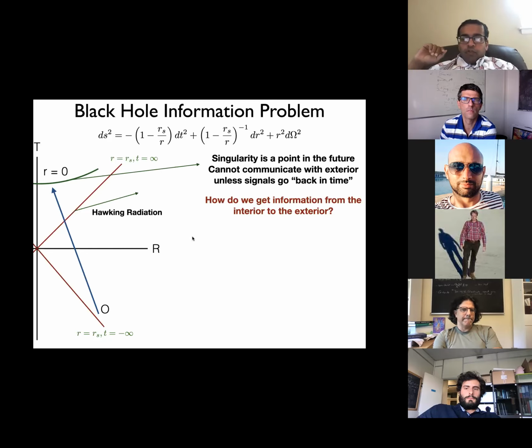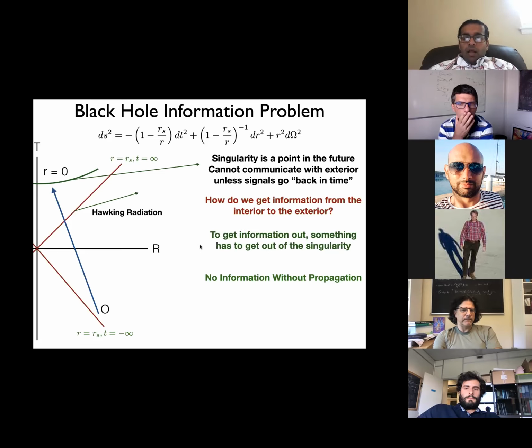So the key question, therefore, becomes, how do we get information from the interior to the exterior of the black hole? How can that be possible? Now, we're going to take a very physical point of view, right? You may come up with all kinds of fancy things, but at the end of the day, if you have to get information from the point r equal to 0 to the exterior, something has to propagate. Unless something actually gets out of there, you are not going to carry information away.